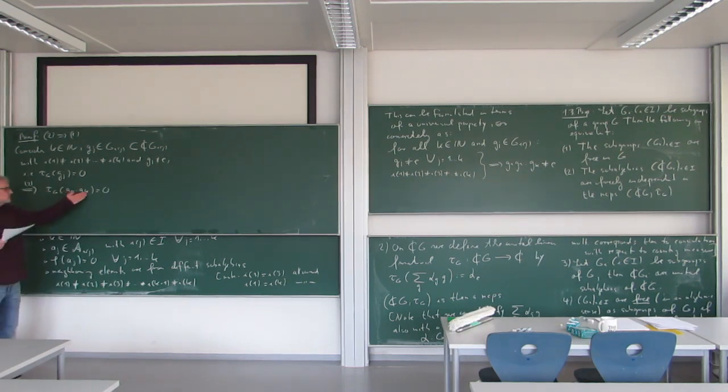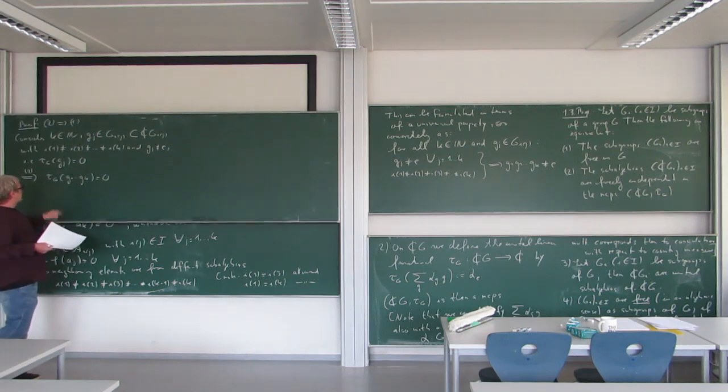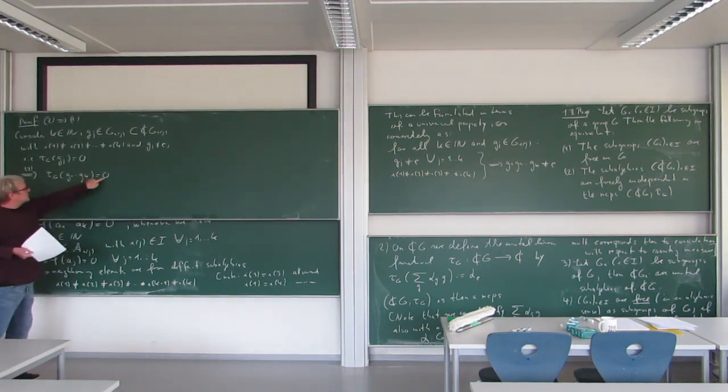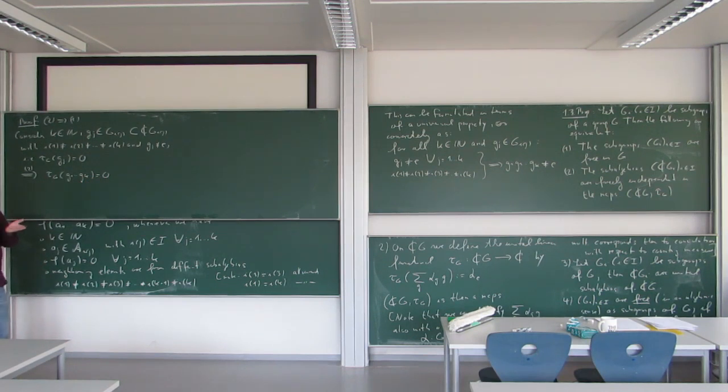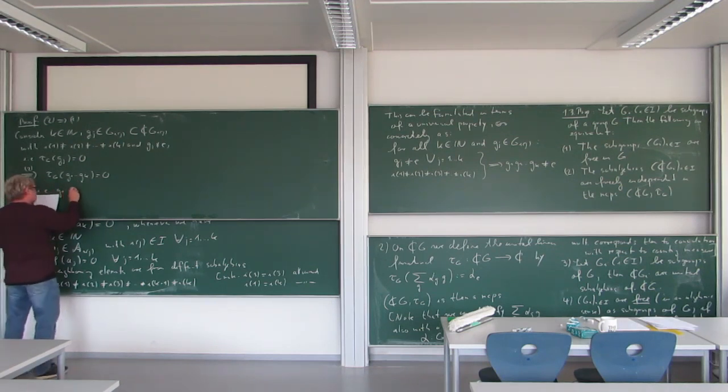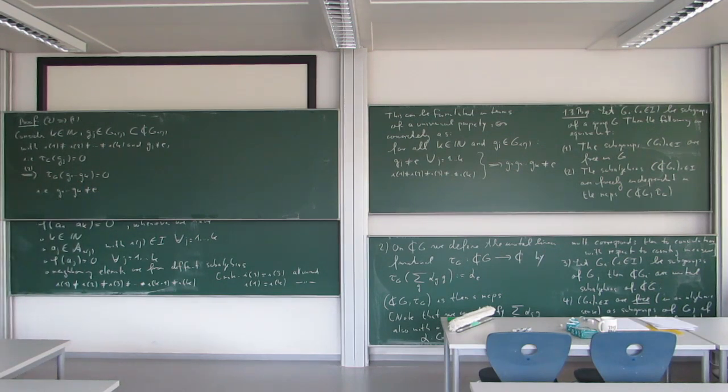But again, this is just an element in the group algebra, which is of the specific form. It's just a linear combination of exactly one element. And tau g, the coefficient of the neutral element, is 0, which means this element is not the neutral element. This means that g is not equal to the neutral element. Okay, and that's it. So this is just observing that for group elements, tau g is exactly telling me whether it's the neutral element or not.